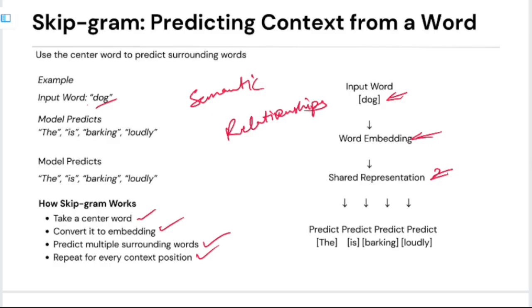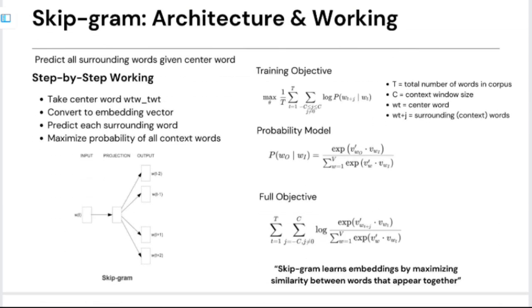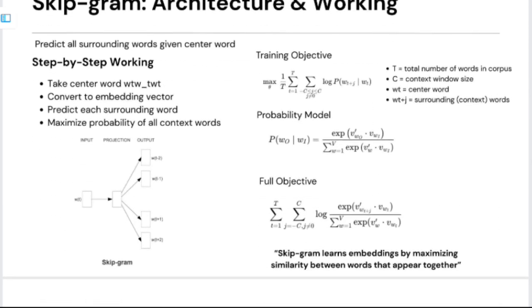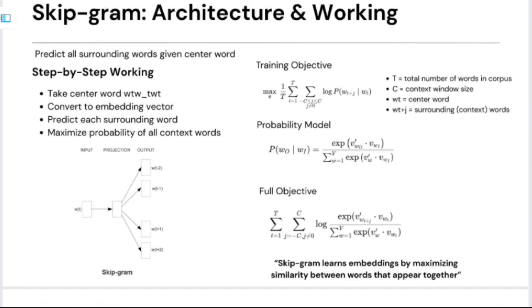Now let's understand the architecture and working of the skipgram model. Here you can also see the diagram. The process is, as I have earlier explained, take a center word, convert it into an embedding, then predict each surrounding word. But the key part is the training objective. Here, this is the training objective. The model tries to maximize the probability of all context words given the center word.